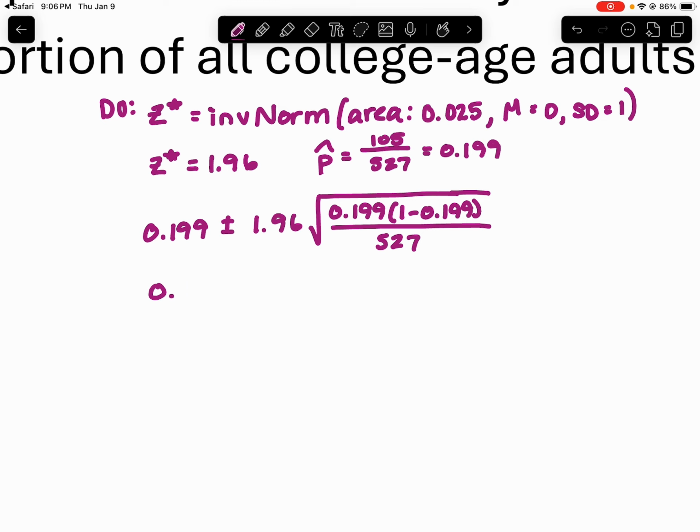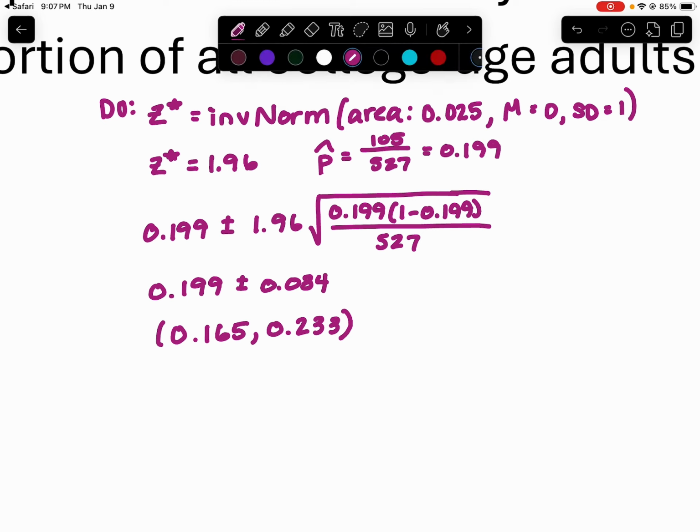Okay, going through, doing all of that math, we get 0.199 plus or minus 0.034. Finding that, we can find our confidence interval to be 0.165 to 0.233. Okay. So now the last part we have to do is conclude. So interpret what our confidence interval means.